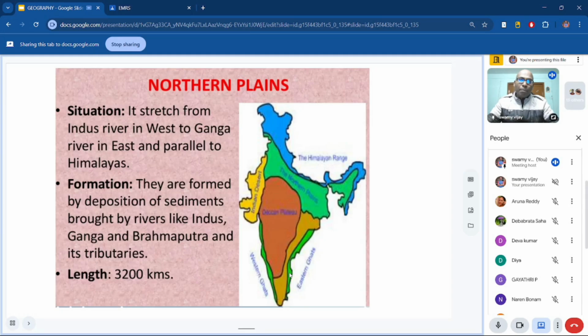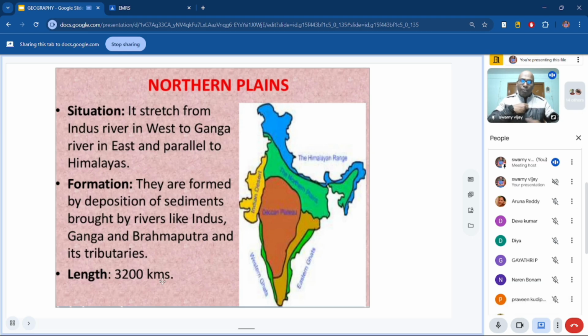Then the Northern Plains. You can see the Northern Plains, the most fertile plains in India, filled with alluvial soil. They stretch from the Indus River in the west to the Ganga River in the east and parallel to the Himalayas. They are formed by the deposition of sediments brought by rivers like Indus, Ganga, Brahmaputra and its tributaries, and the length of the Northern Plains is 3200 kilometers.